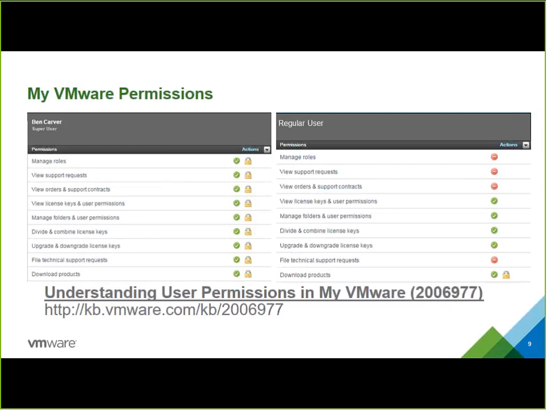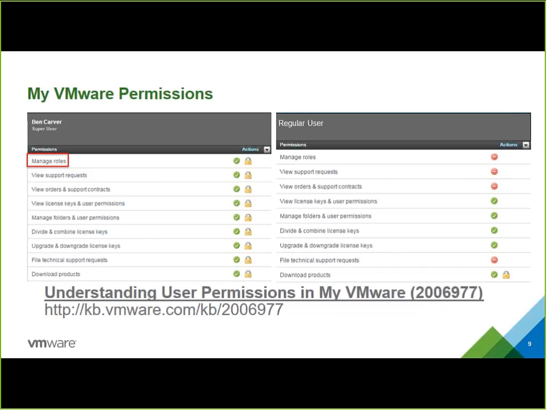Now let's look at the My VMware permissions. The super user can manage the user permissions in the My VMware portal. You can see that these two individuals here have different permissions granted to them. The super user is the administrator who grants access and permissions. Here's a brief overview of the different permissions that you can control as a super user. You can grant permissions to view only specific folders or the whole account. This is decided by the super user.